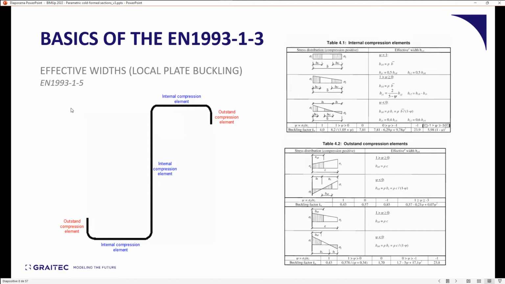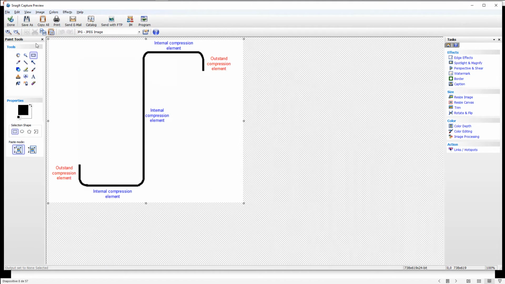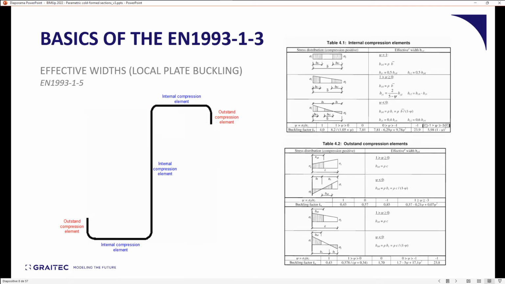And because of local plate buckling, you will lose some parts of the section that are in compression. Like you will lose maybe some part in the middle of the flanges, some part in the middle of the web. You will lose some part at the end of the lip. So this would be the effective section in pure compression. So that's local plate buckling. It's nothing new, and it still applies.